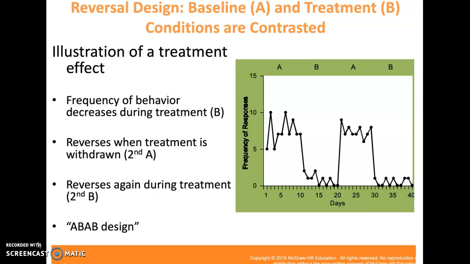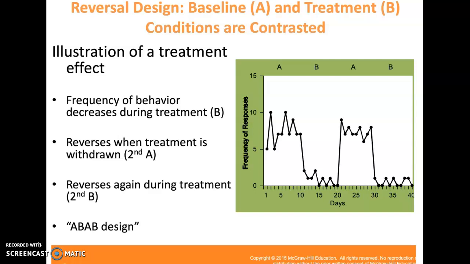So let's say that there's a client who's engaged in some kind of undesirable behavior, and so we're going to establish what is the baseline of this behavior occurring, and then the treatment will be implemented. So in phase B, we've implemented a treatment. Perhaps it's some kind of reward given to the client for not engaging in the undesirable behavior. And we see in this case that that treatment is effective in reducing the frequency of responses.